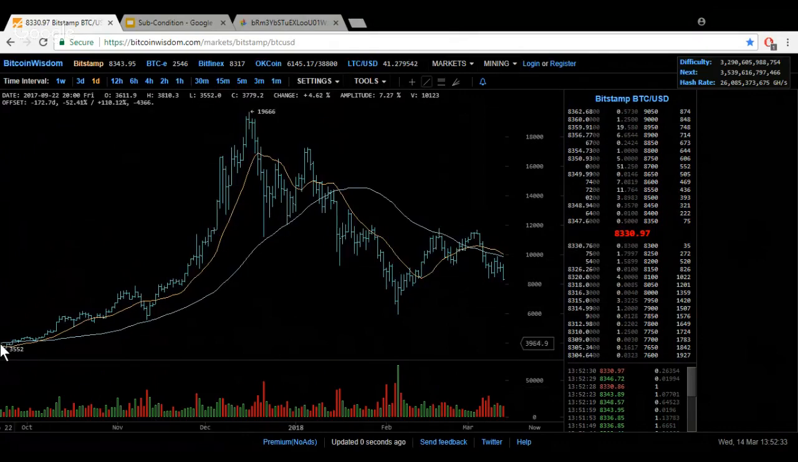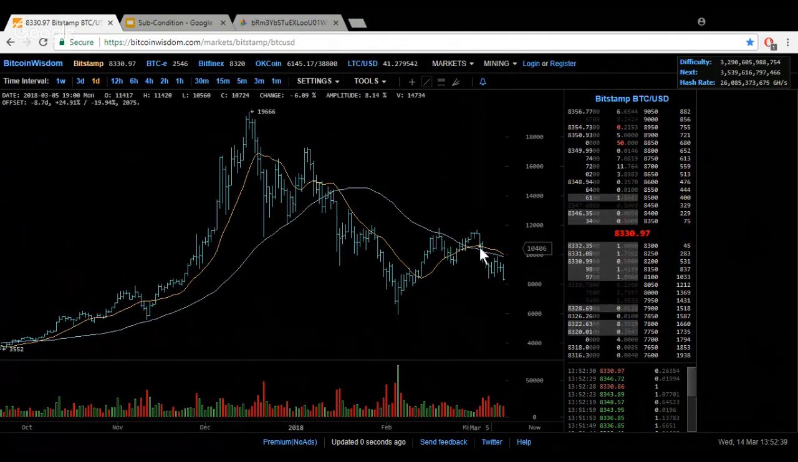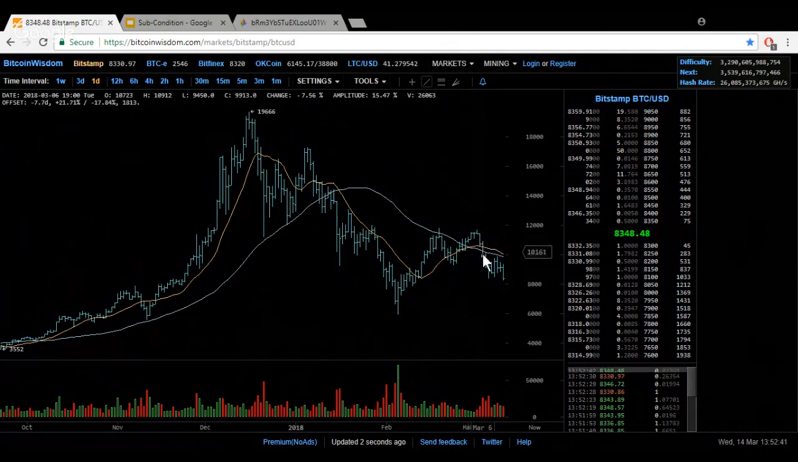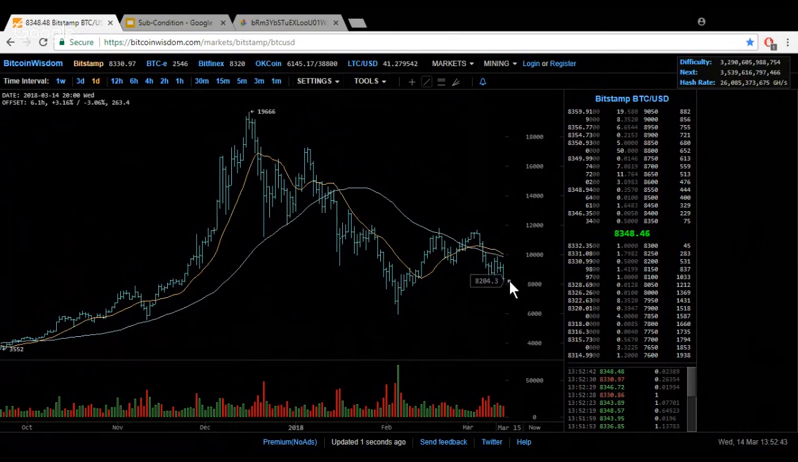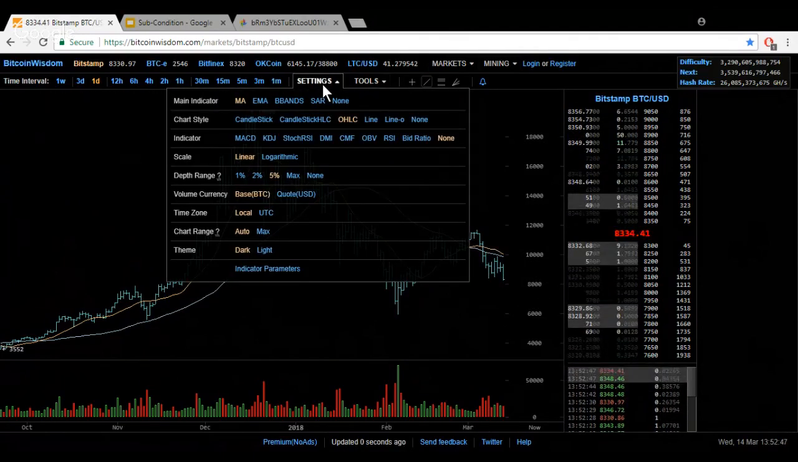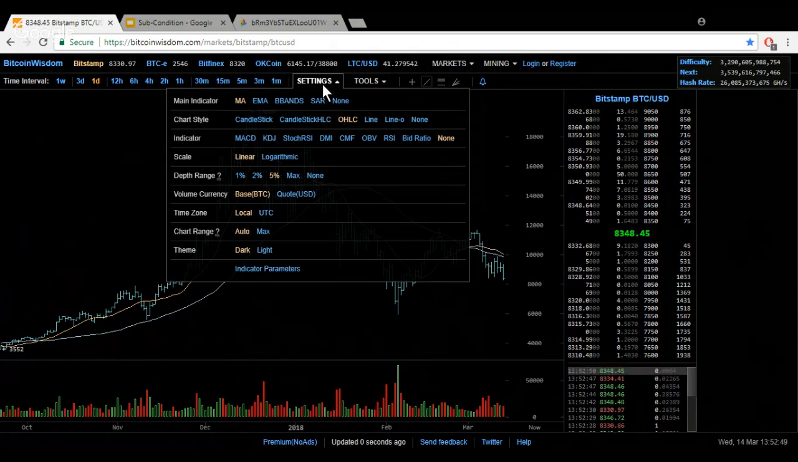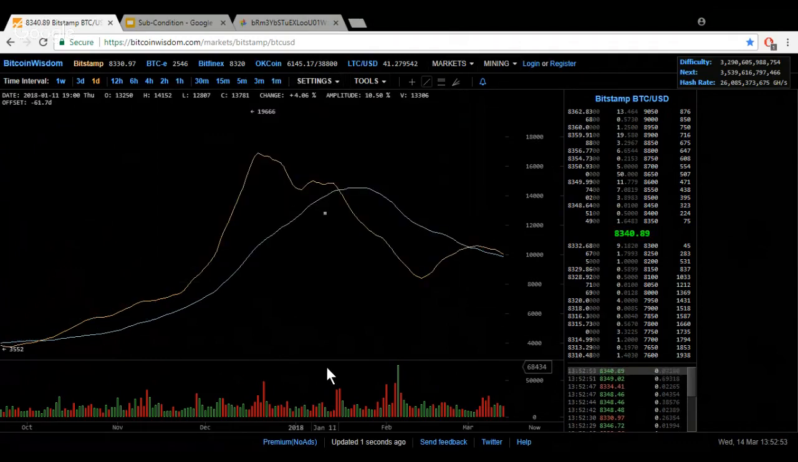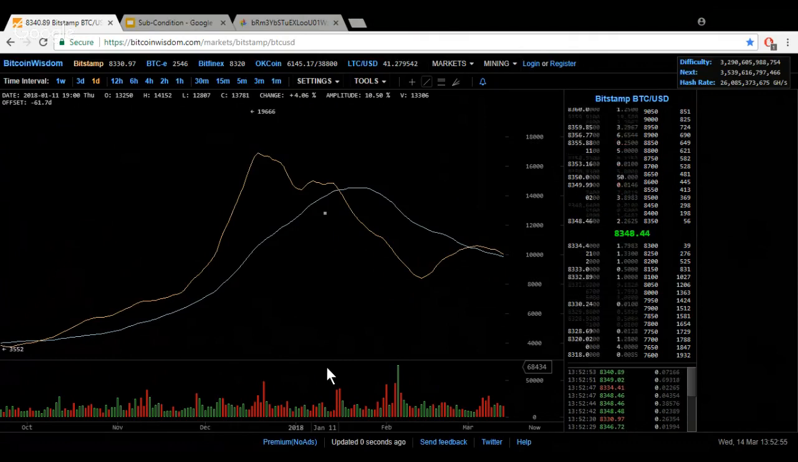And this, of course, is the run up to the peak. This is the drop to the bottom. And then this is the attempted recovery, and so far the failure of that recovery. Let's get rid of that, because everybody focuses on that, and there's no need to. You can focus simply on the moving averages.